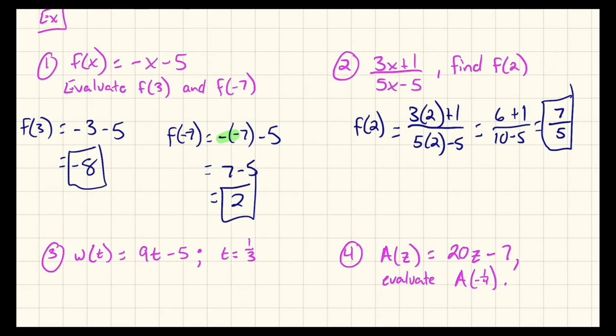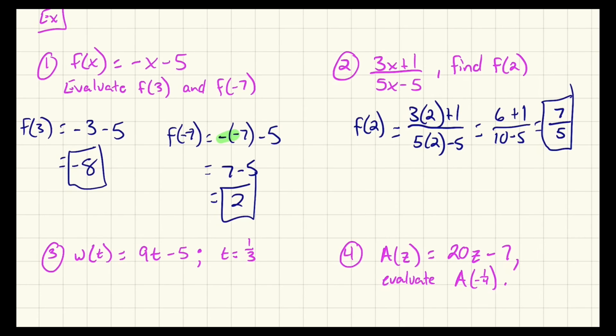All right. Our third function that we get is w of t is equal to 9t minus 5. Now, w of t is nothing. It's just the same as f of x. They're just two different letters and two different variables that we're using. So you don't worry about that. So w of t is equal to 9t minus 5. It tells me that t is actually equal to 1/3.